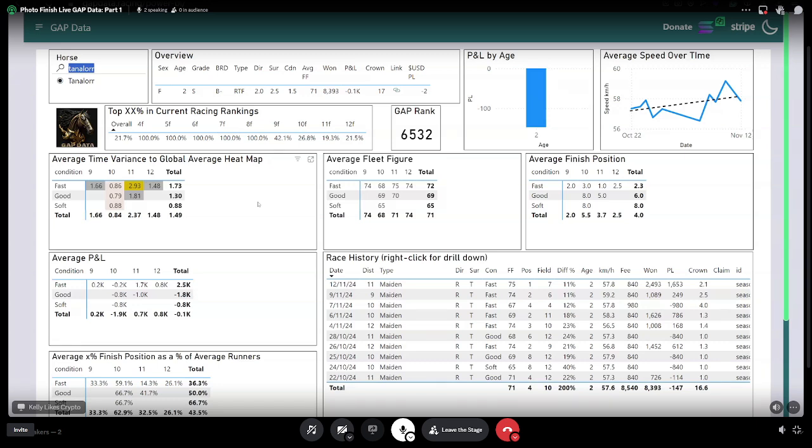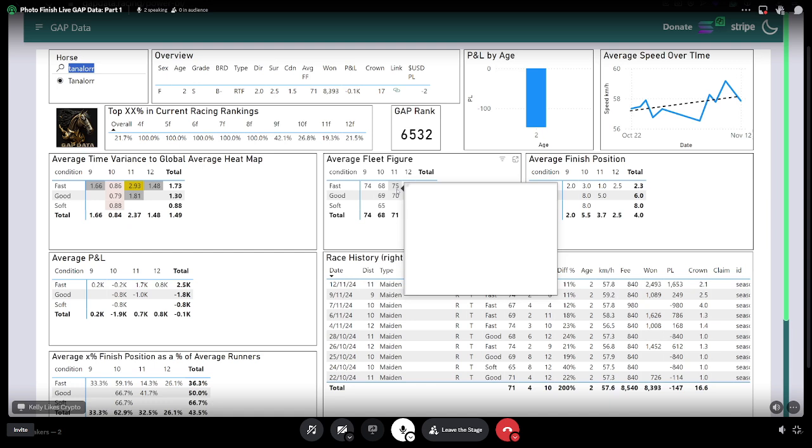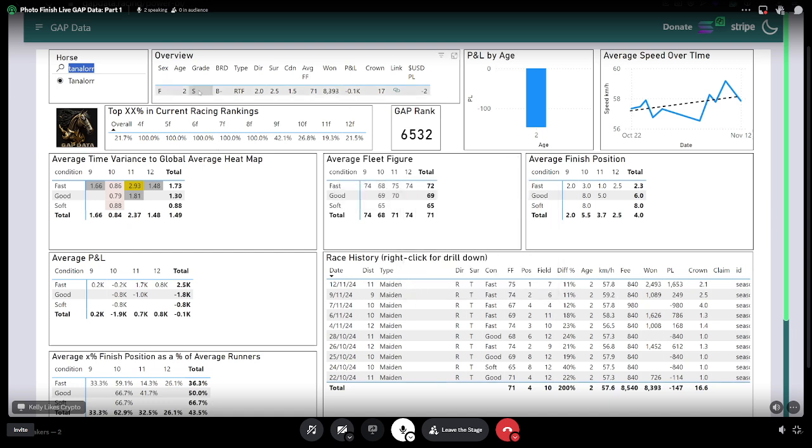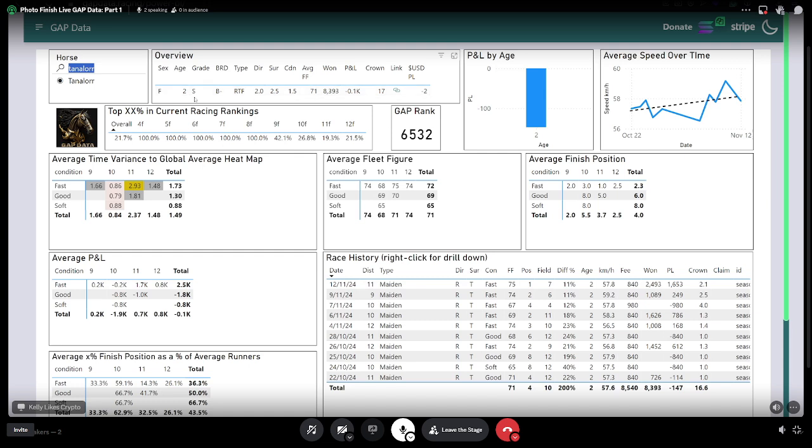Yeah, you just don't know. And also, the thing with this horse too, I wouldn't actually probably continue racing this horse just based on the stats, because the very best this horse has done is a 75 fleet figure, and for an S grade horse, it's not very good.